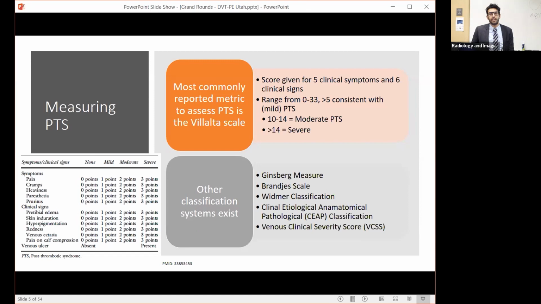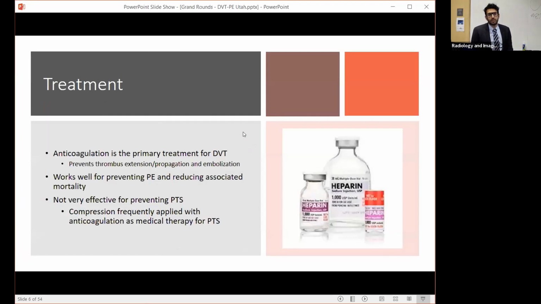The reason I put this graph here is because it's hard to remember these things, but it's pretty easy to just see them and calculate it. Once you get into that 10 range, you have moderate PTS. Once you get into greater than 14 or 15, now you have severe PTS. There's a bunch of other classifications that exist, as you can see here. The more common ones you'll see are the CEAP and the VCSS as well. When you talk about treatment for VTE, the primary mainstay of treatment is anticoagulation.